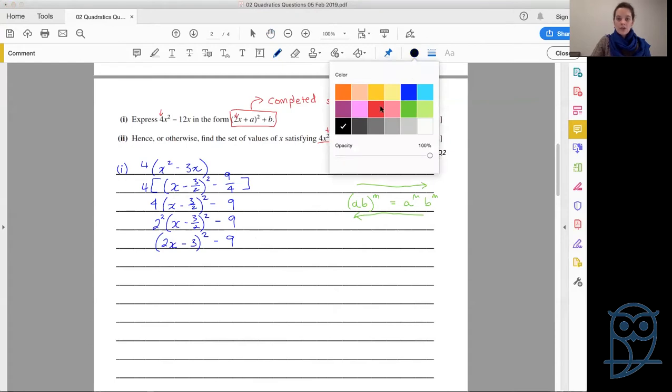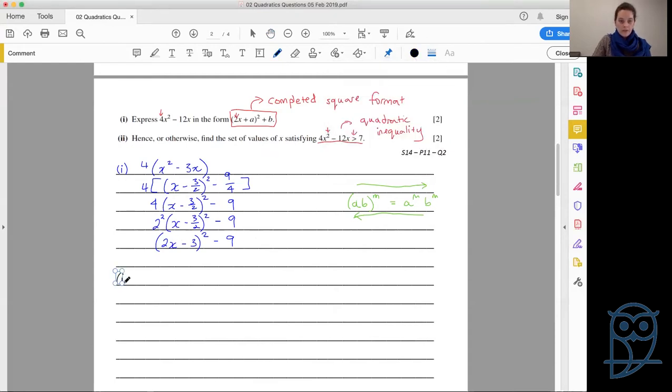Let's have a look at part 2. They say hence or otherwise find the set of values of x. So 4x squared minus 12x minus 7 greater than 0. Because remember, you want to always relate your quadratic to 0. I'm not a fan of solving equations in completed square format. Nothing wrong with it. If you want to, go for it. I like this way around. Okay, so happy quadratic, greater than 0. We relate it to 0, so we're now ready for our next step.